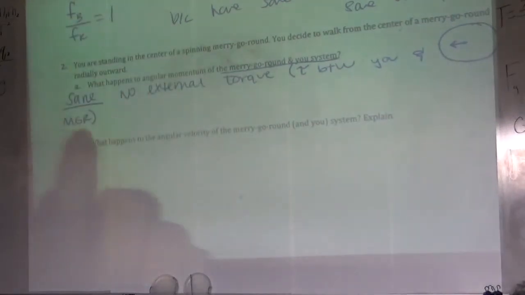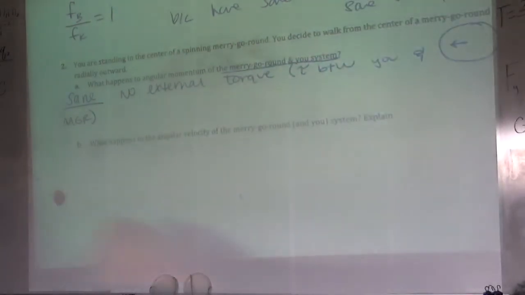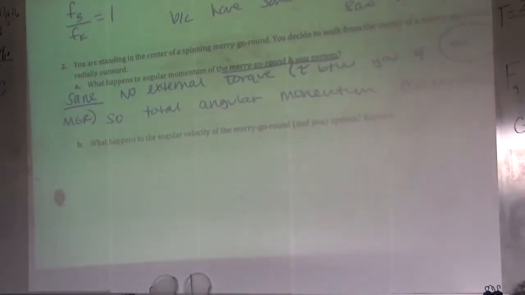There is a torque between you and the merry-go-round, so there's no external torque. And I'll just put in parentheses, the torque is between you and the merry-go-round. I'm going to call it MGR so I don't have to keep writing merry-go-round over and over. So any torque is between you and the merry-go-round, which is going to be internal, not external. So total angular momentum must be conserved. Now, that doesn't mean that the individual angular momentums can't change.